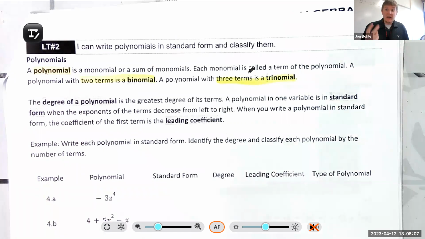Mono 1, bi 2, tri 3. Anything after that, I'm sure there's a fancy name for it, but as far as this class goes, it's acceptable to just say if it has 5 terms, we'll just call it a 5-term polynomial. 17 terms, we'd call it a 17-term polynomial. So anything after 3, that will be acceptable.